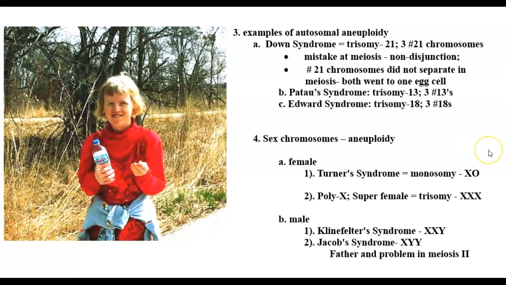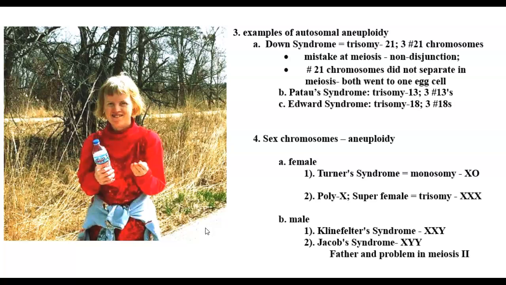So you might want to review that, the human genetics lab. Female Turner syndrome, monosomy XO. This is actually pretty much the only monosomy that will survive. Poly-X, more than the normal 2. They used to think these are called super female. I don't know what that would mean, but trisomy. Males, Klinefelter's, XXY. Jacob syndrome. Remember Jacob syndrome from the lab.